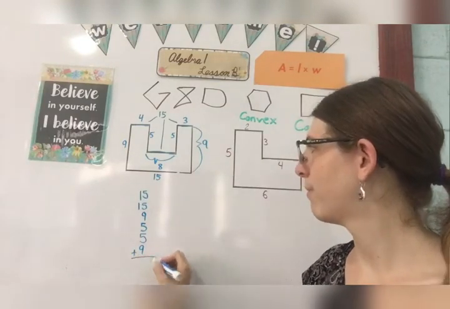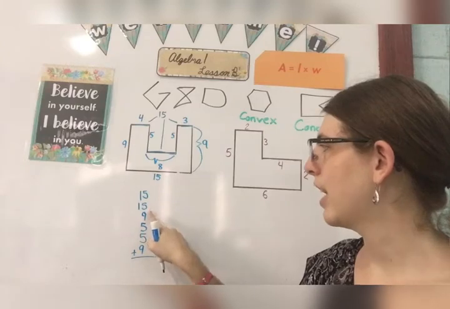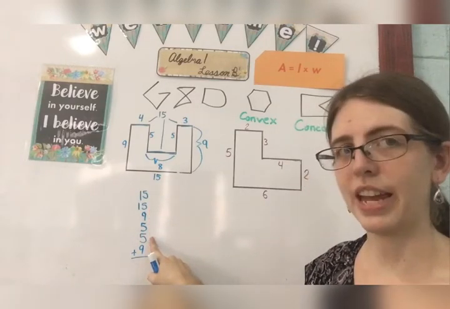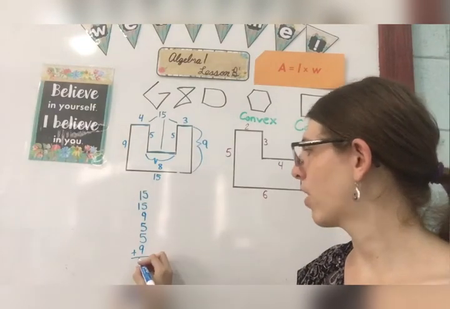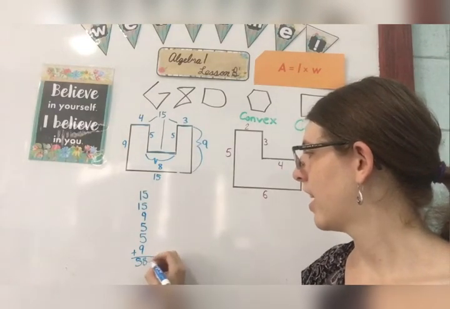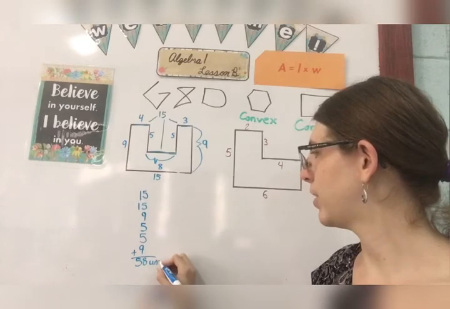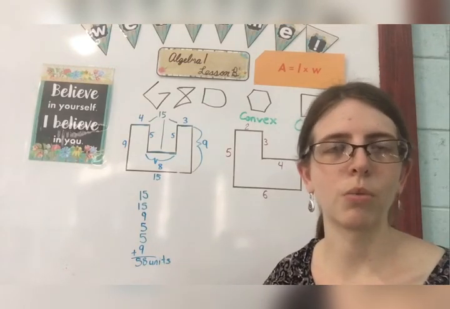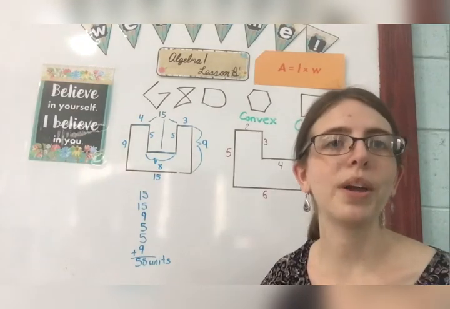Add it together. 15 plus 15 is 30, plus 9 is 39, plus 5 and 5, which is 10, is 49, plus 9 more is 58. And we're just going to put units since we don't have whether it's centimeters or meters or whatever it is, okay? Make sure that you always put your units.